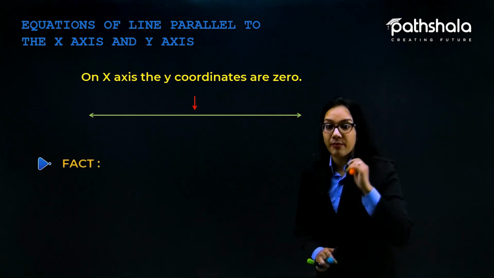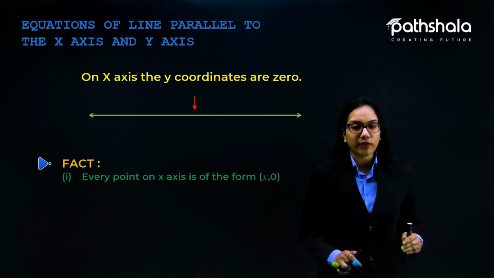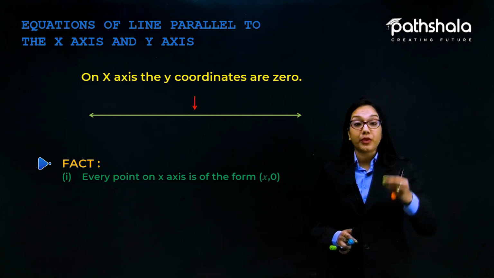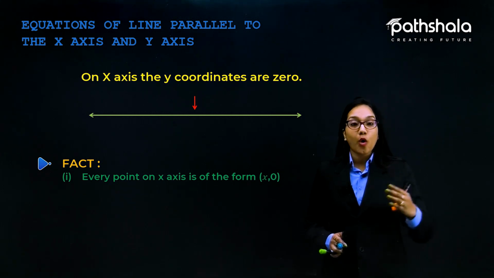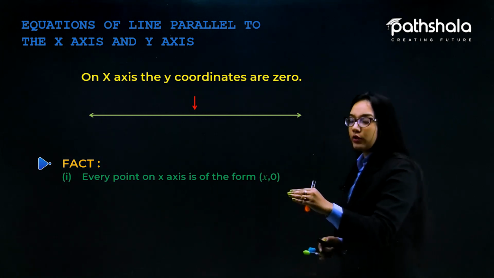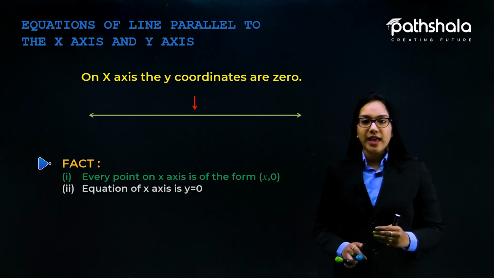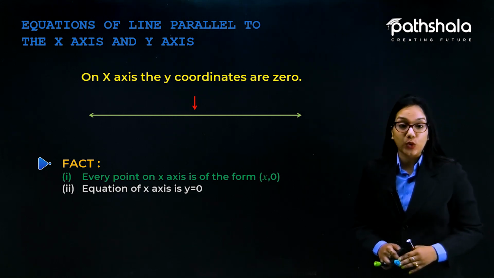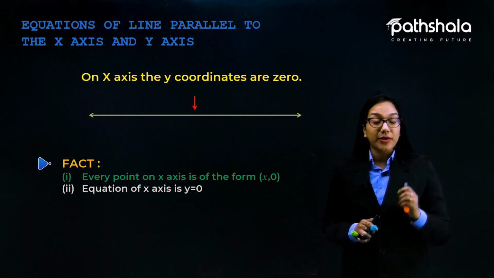It means there are some facts related to it. The very first is that every point on the x-axis is of the form (x, 0). You can relate it to the previous slide, that the points (1, 0), (2, 0), (3, 0), and so on, (n, 0), where n is any real number, lie on the x-axis, because every point on the x-axis is of the form (x, 0). Further, we can say that the equation of the x-axis is nothing but y = 0.